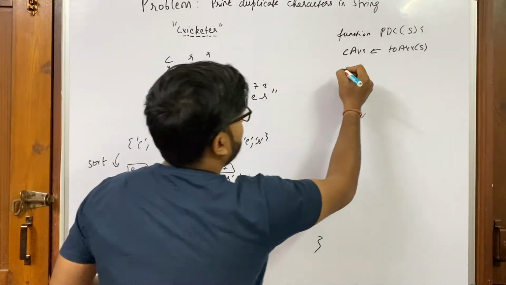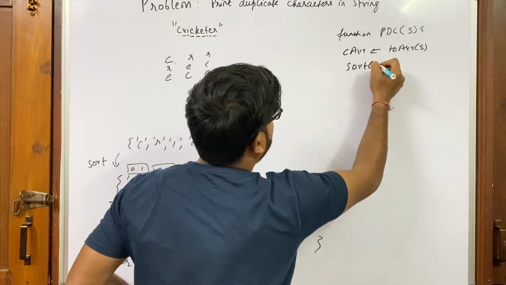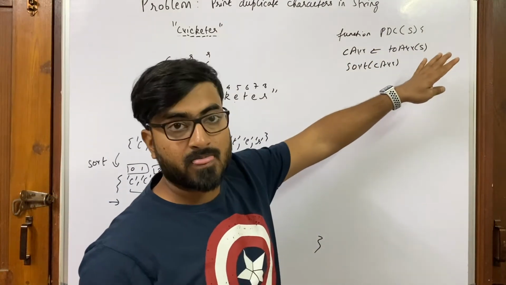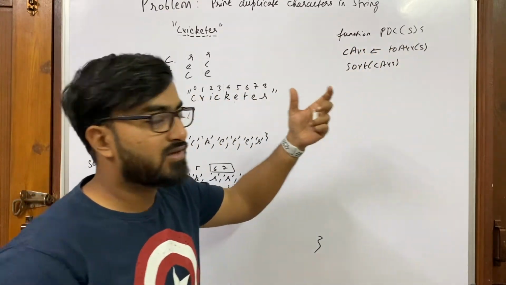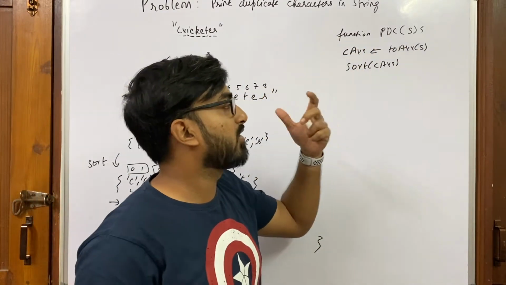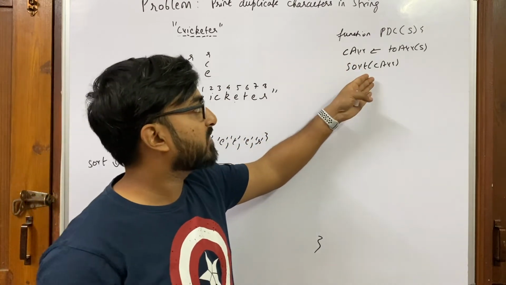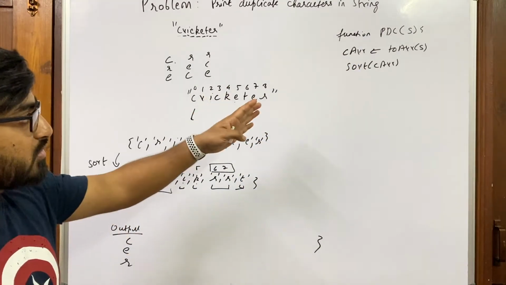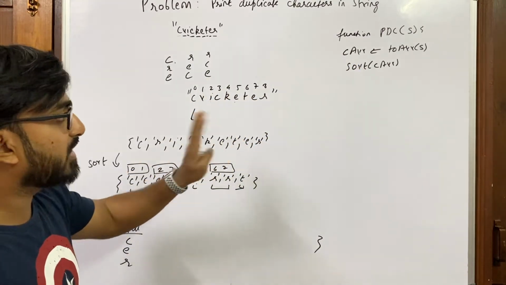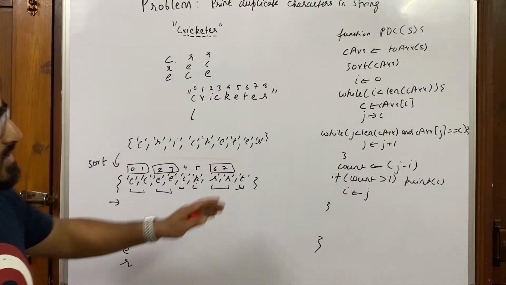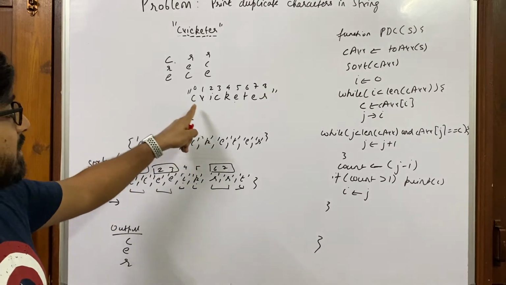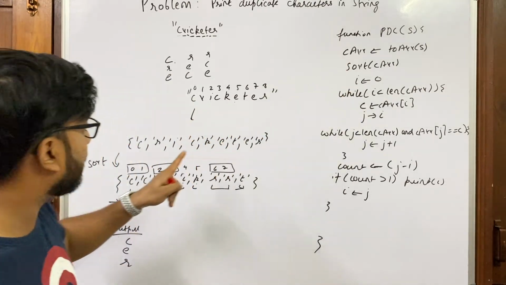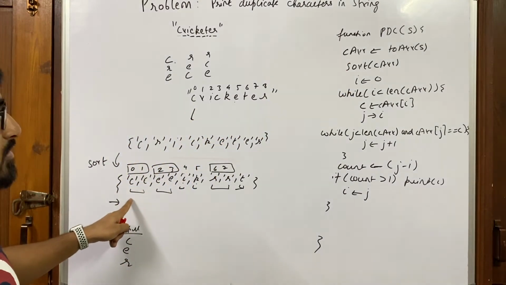Then you sort this array, use any standard sort. If the length of S is very high, go for some fast sort. If your length of S is very small, less than 10,000, or less than 100 or less than 1,000, you can go with some bubble or insertion sort as well. After sorting, we use the pseudocode to print duplicate elements in this array. Okay, let's see how this works. So we have our S, this cricketer, and our CARR is this, then it becomes sorted into this.